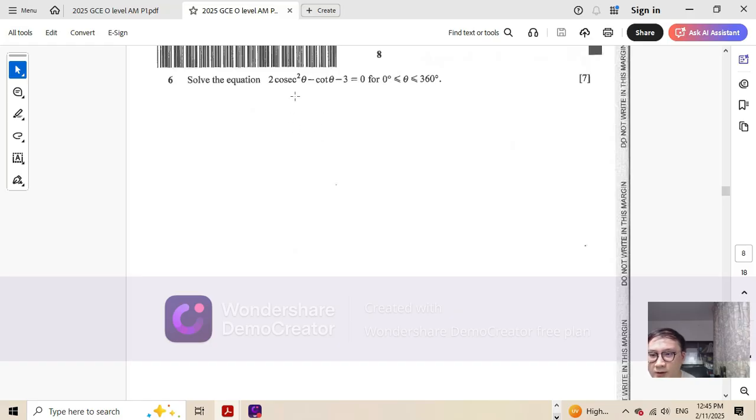Okay, then you move the 2 in, you have 2 over sine squared theta minus cotangent. What is cotangent? The reciprocal of tangent, right? So you may want to write 1 over tangent theta, then minus 3 equal to 0. Okay, so I repeat again.